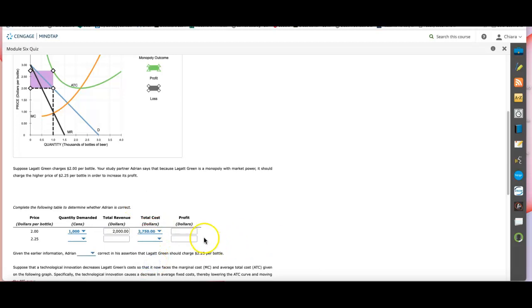Here it is on the drop down. So what is my profit? It's total revenue minus total cost. In this case, it's going to be a negative number of minus 750.